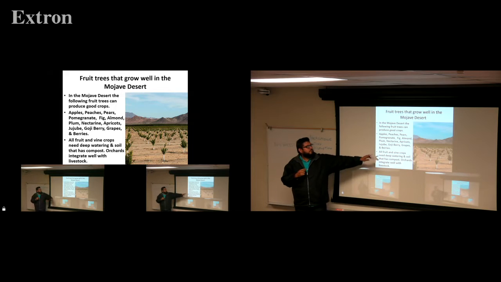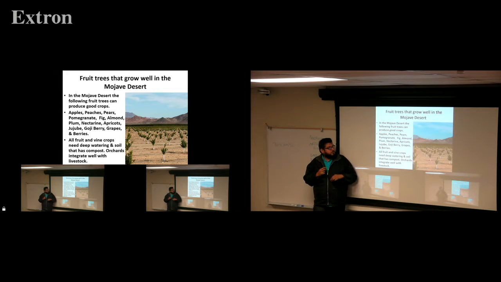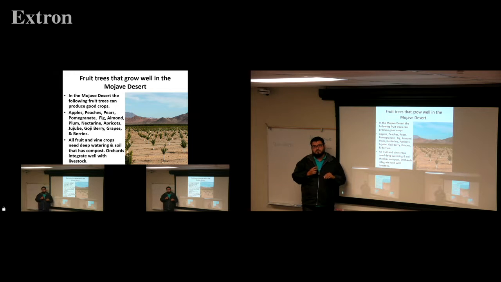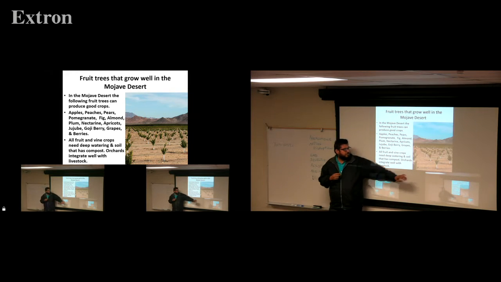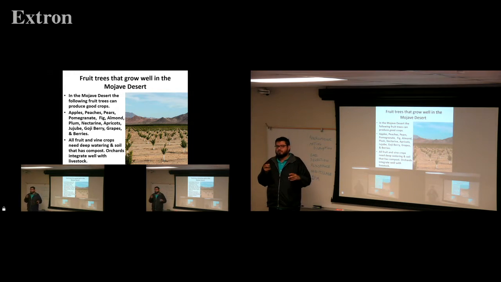So crops that do fairly well in the desert: apples, peaches, pears, pomegranate, figs, almonds, plums, nectarine, apricots, jujube, goji berry, grapes, and berries. You can do all those really well, as long as you have decent soil and water. In this picture you're seeing how they're irrigating with drip. We'll talk about things like Netafin when we get closer to technology and irrigation.